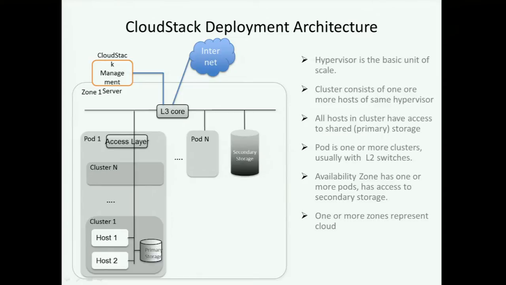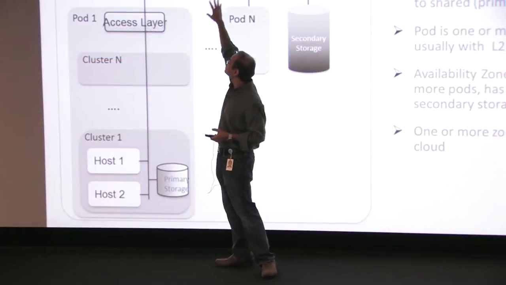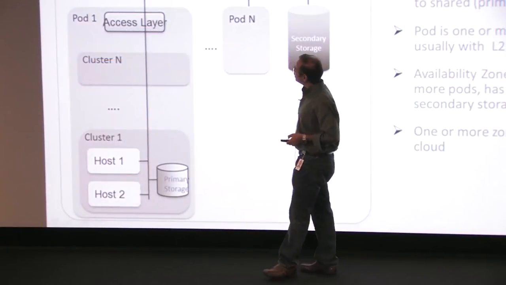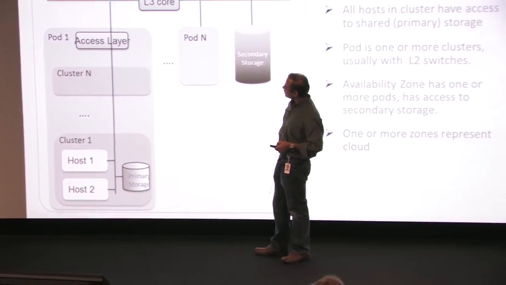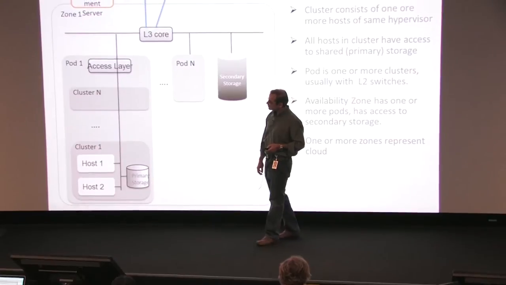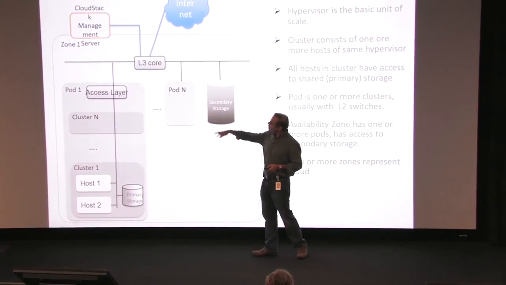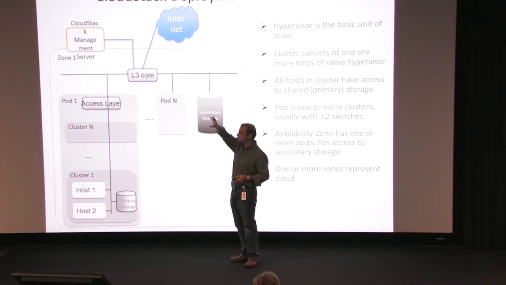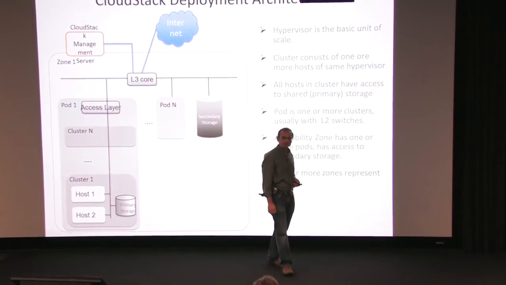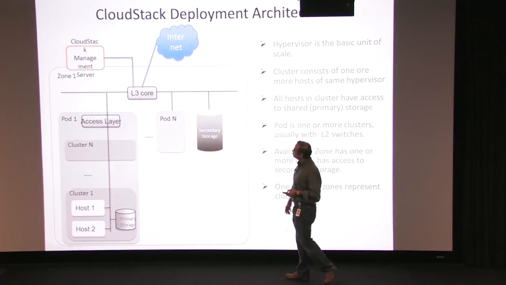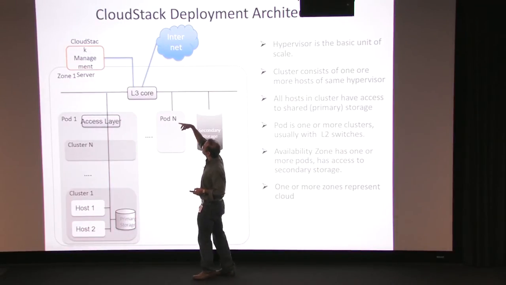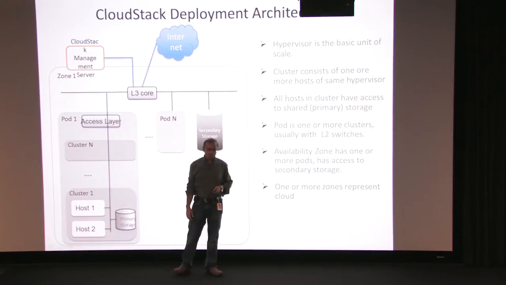And then all these clusters are organized inside a pod. Typically there's an access layer or a top of the rack switch, which connects to the L3 core of the data center. And then you just repeat those pods so that you get this uniform view of the data center. The management server manages it from the outside. You can manage it from outside the firewall; it doesn't have to be inside the data center. And you get access to the internet through the L3 core.